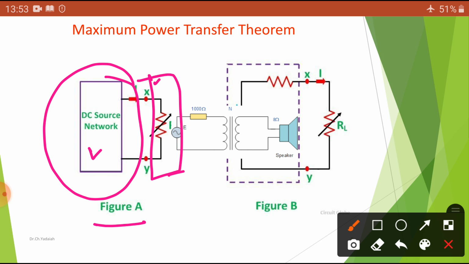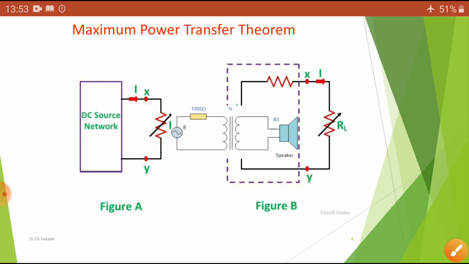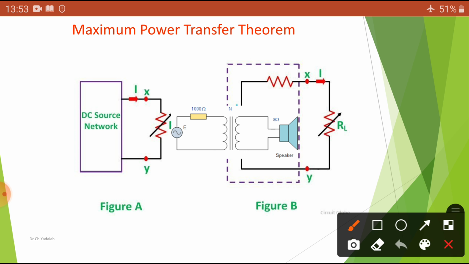In figure A, you can observe one DC network, and it is connected to one variable resistance. It is connected across the X and Y terminals. If the RL load is connected across X and Y terminals, the current I is flowing from the DC source to the load. If the load resistance is varied such that it is equal to the internal resistance of the circuit, at that condition the maximum power is transferred from source to load.